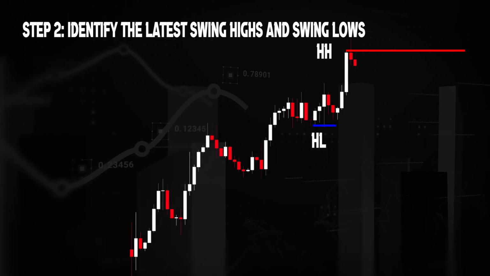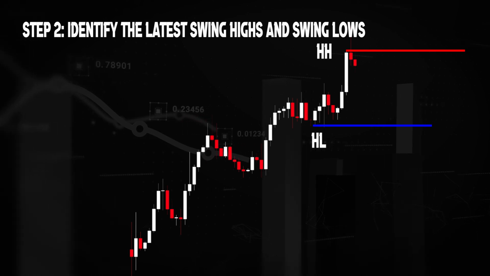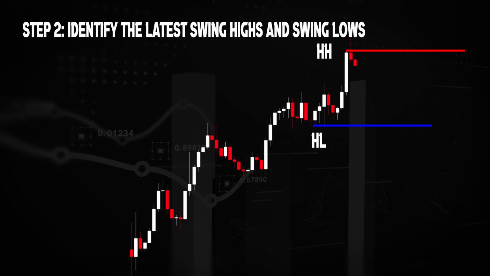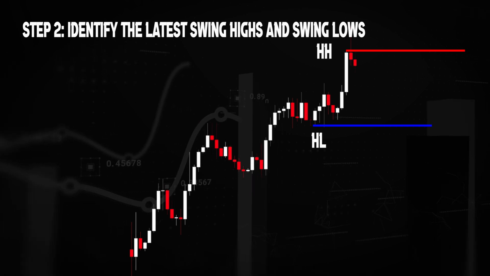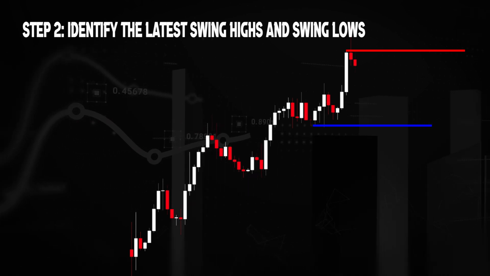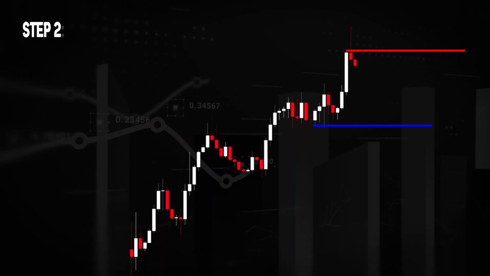Identify swing lows. A swing low is a trough reached by the price before it starts to rise. Look for a low point that is lower than the points immediately before and after it. Mark the lowest price in this pattern as the swing low.